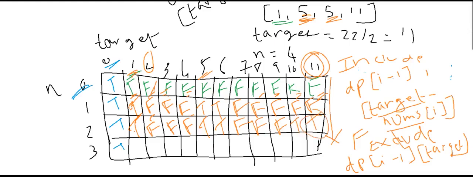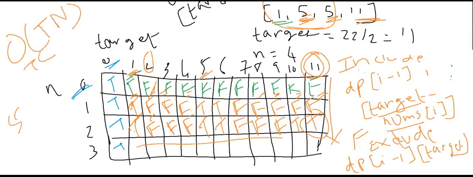Now, as soon as we got this true, that means we don't need to iterate the rest of the elements. We are able to find a subset whose sum is 11, which is equal to our target, and we're going to return true. We don't need to fill the rest of this. So what is the time complexity of this one? It's O of T target N, right? This is our TC. What is our SC? O of Tn, right?